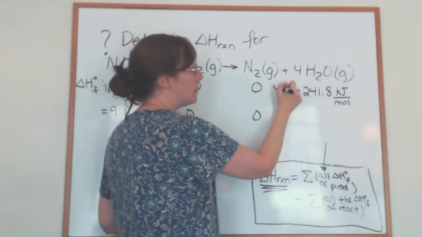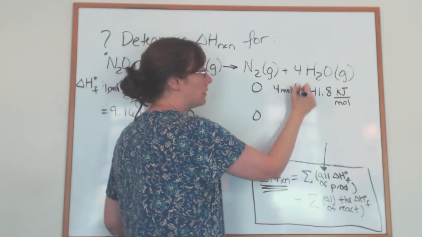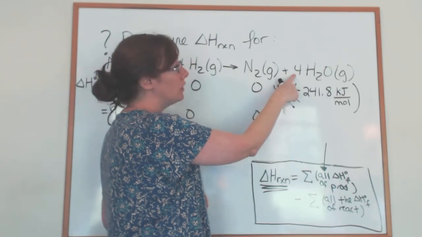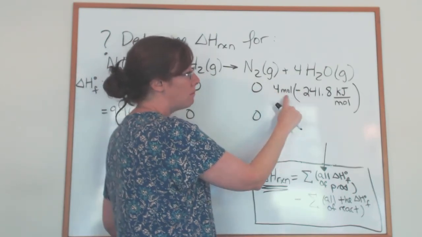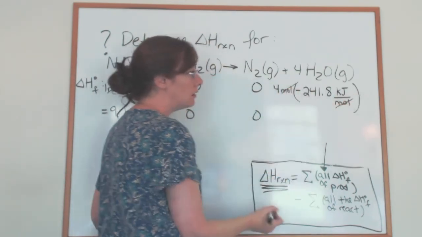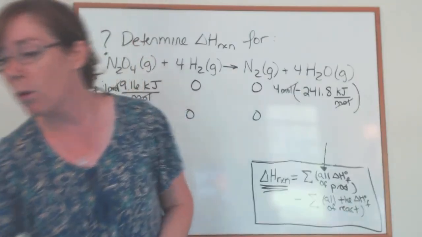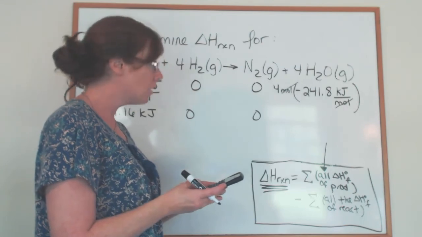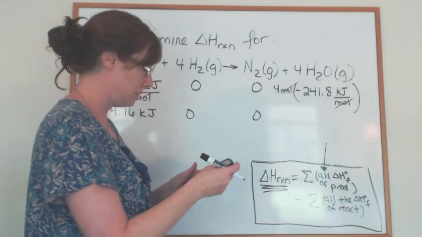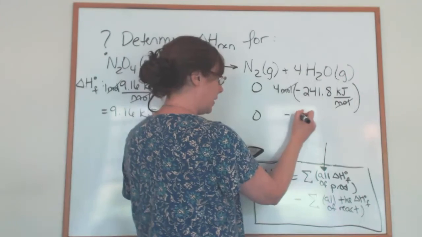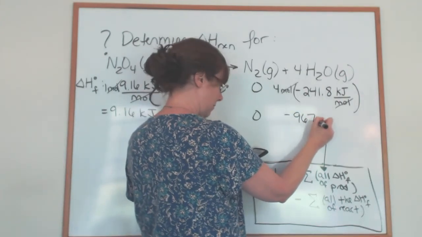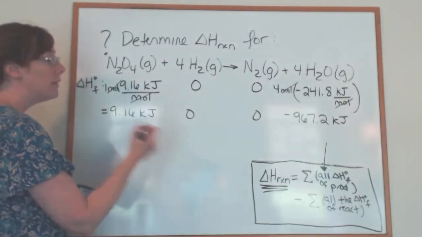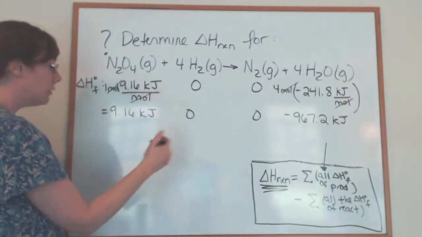But here it's very important that you understand that there are 4 moles of H2O in this equation. So you're going to have to multiply that number by 4 moles. Notice moles will cancel. And so you're going to put 4 times negative 241.8 into your calculators. And you will get negative 967.2 kilojoules. All right, so now that we've accounted for the coefficients, we're ready to use the equation.